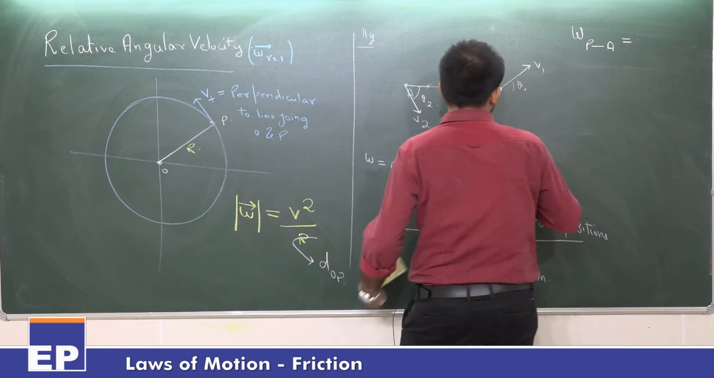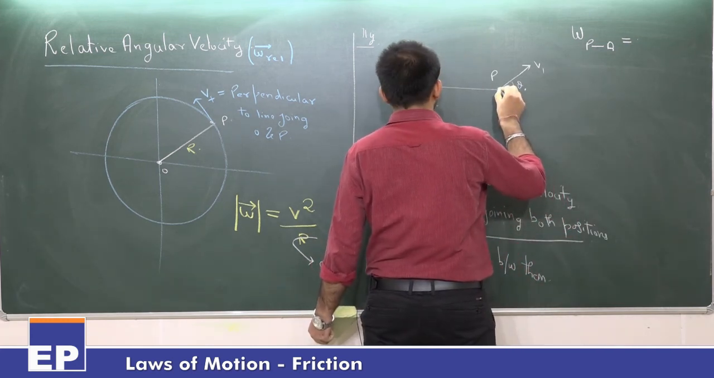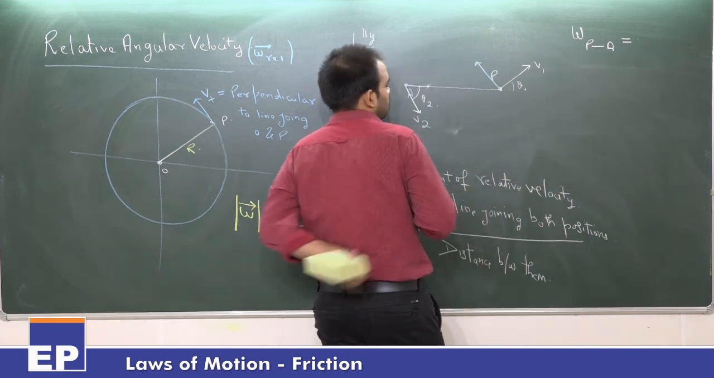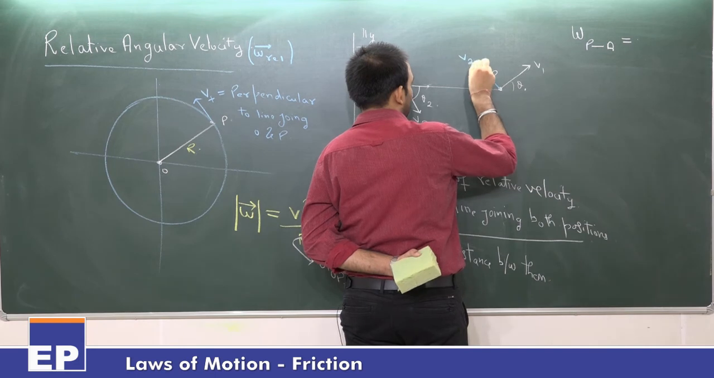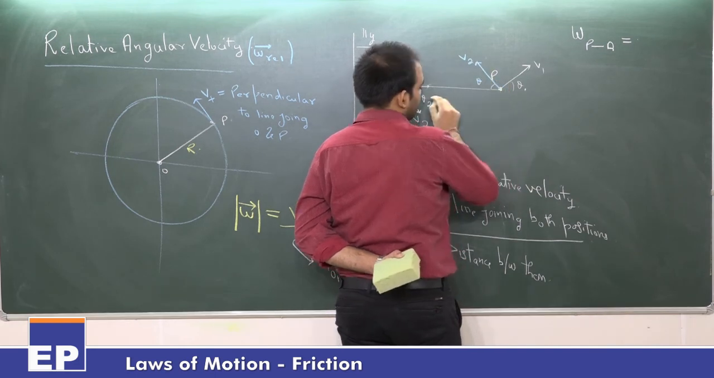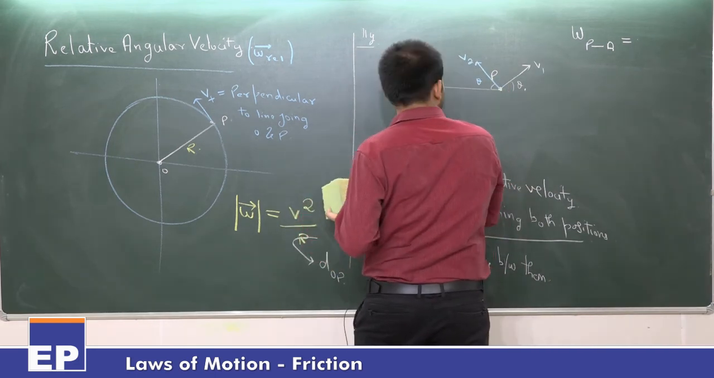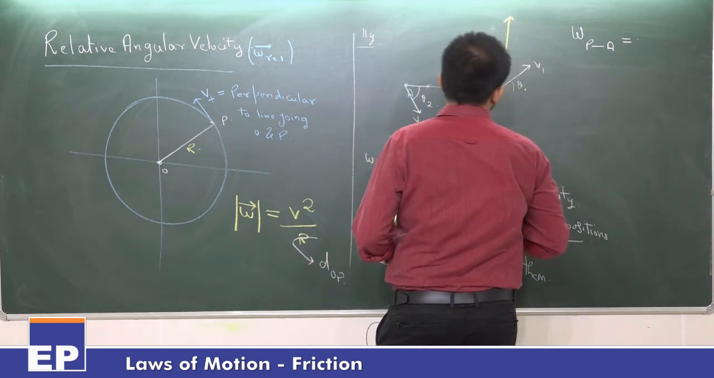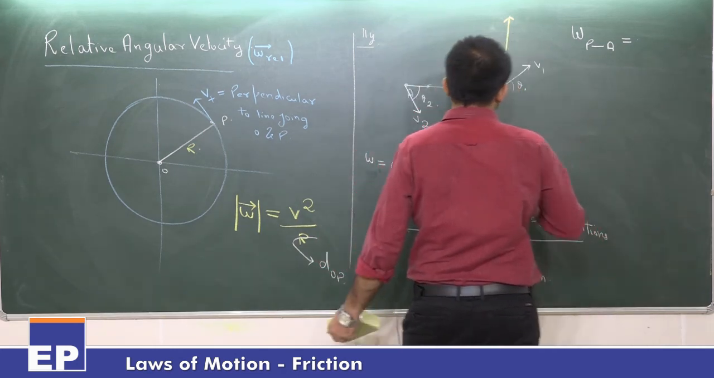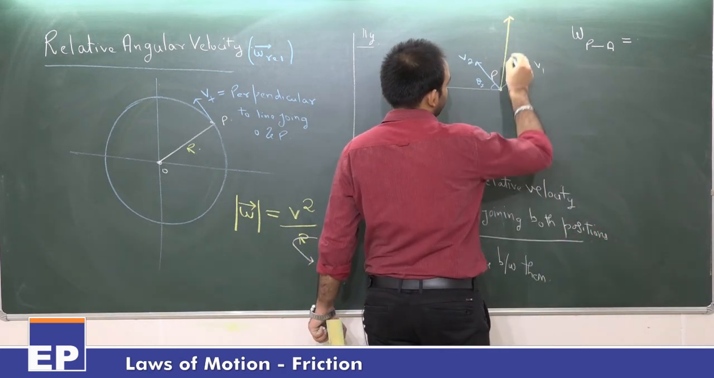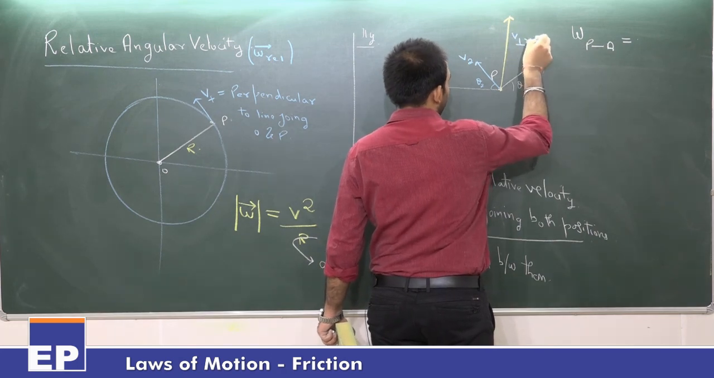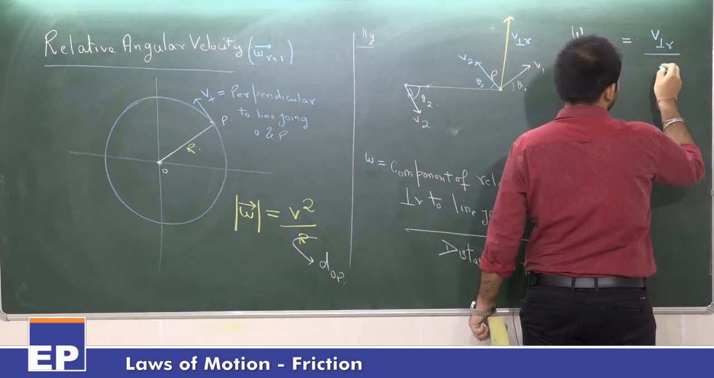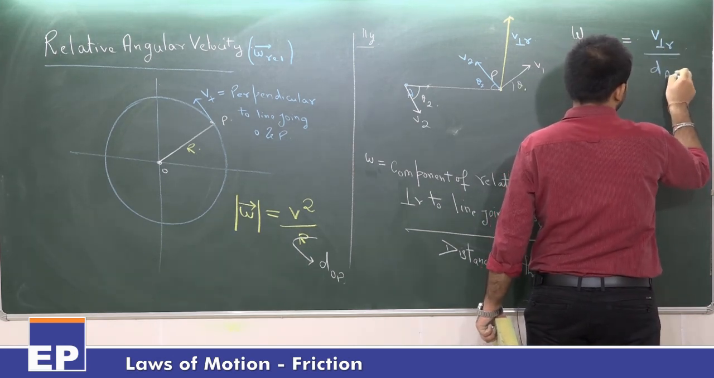So first find the relative velocity. To find the relative velocity, reverse it. So this will come. This is V2 at an angle theta 2. The component perpendicular to it is this component of the velocity. How much will it come out to be? V1 sin theta 1, the V perpendicular. It will come out to be V perpendicular divided by the line joining, that is distance AP.